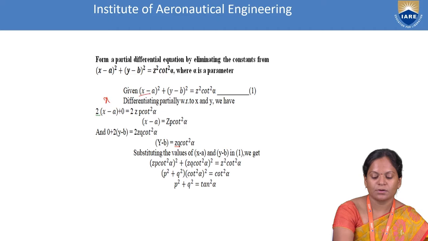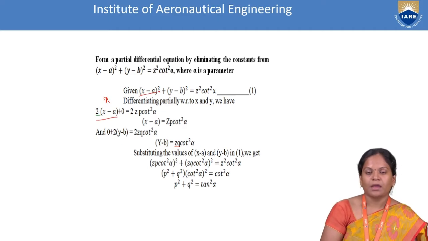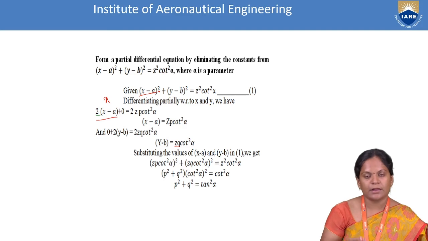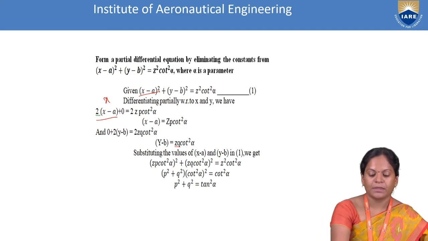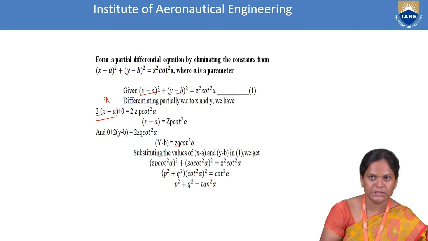So x minus a whole square becomes 2 into x minus a. Similarly, x square derivative is 2x. Here also we have x minus a whole square is 2 into x minus a. Here treat y as constant, so constant derivative becomes 0.